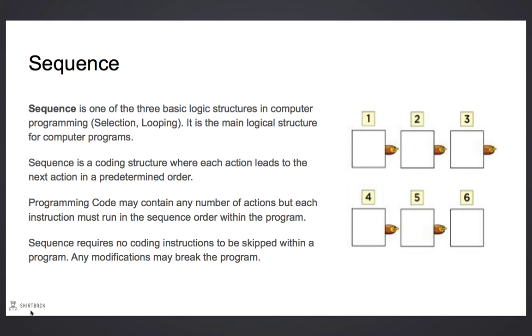Sequence is one of the three basic logic structures. The other two are selection and looping. Sequence is the main logical structure in computer programs. Sequence is a coding structure where each action will lead to the next in a predetermined order. The programming code may contain any number of actions, but each instruction must run in the sequence order within the program. Sequencing requires no coding instructions to be skipped within the program. Any modifications may break the processing within it.